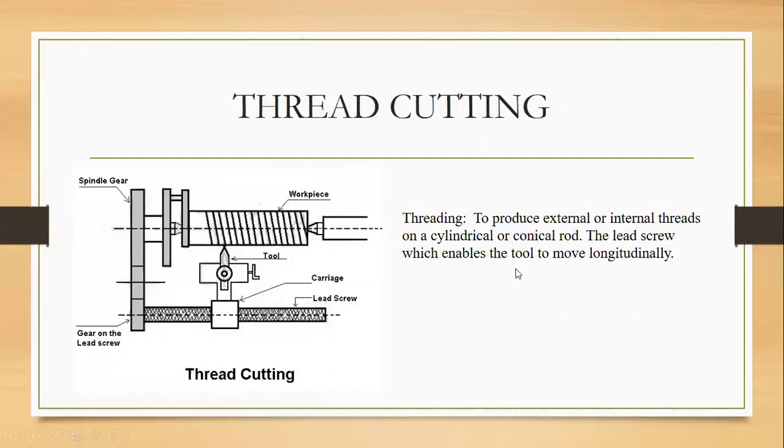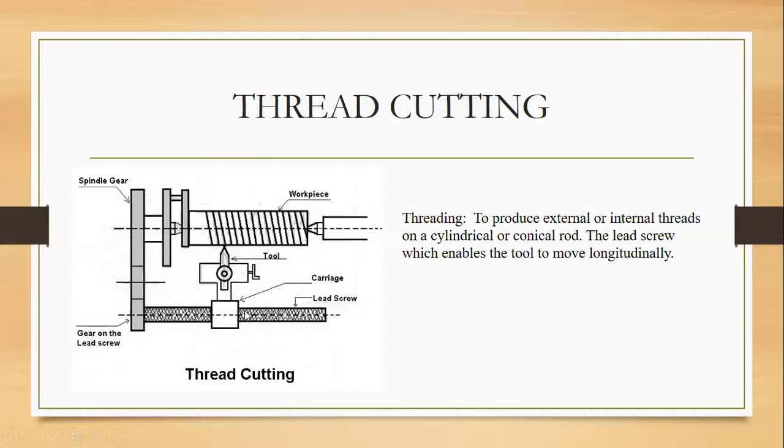Next, thread cutting. Already you know that thread cutting operation. It produces either an external thread or an internal thread on a cylindrical or conical rod. Here also the lead screw enables the tool to move longitudinally. Thread cutting we cannot do manually. It is done automatically. That's why another screw is used, the lead screw.